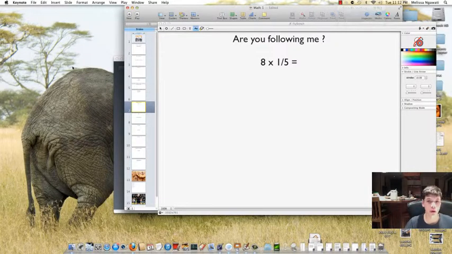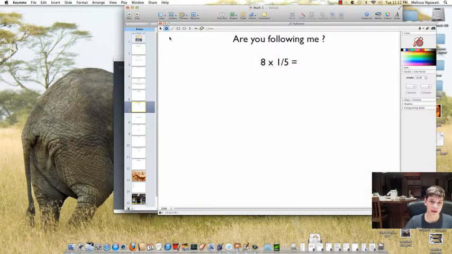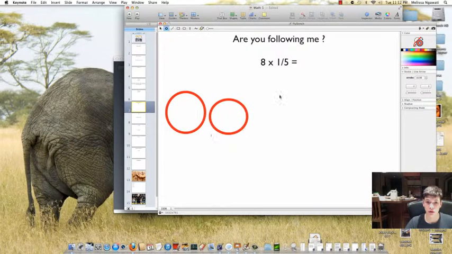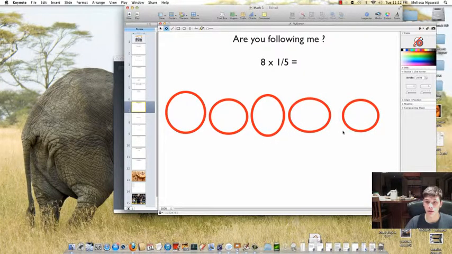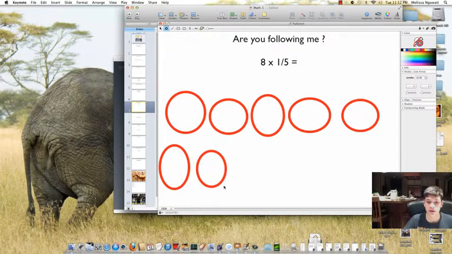And for those of you who are not as comfortable with the rectangle, there's also another way we can use: the fraction circles. So we'll do it on this equation. We have 8 wholes, so we're going to have to put in 8 wholes. That's 1, 2, 3, 4, 5, 6, 7, 8.